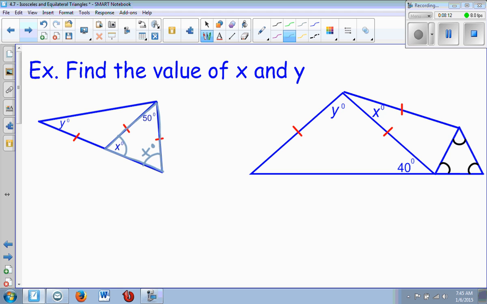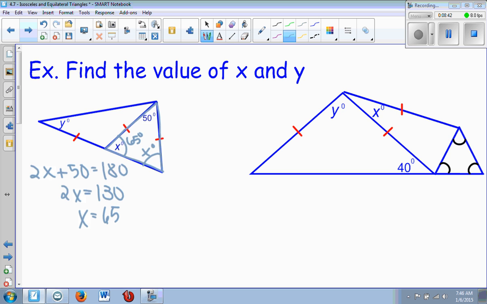Solving for x becomes easy because it's a triangle. I can add the x's together and the 50, and if I set that equal to 180, I can solve for x because I know all the angles in a triangle add to 180. Solving the problem, I'm going to subtract 50, and then I'm going to divide by 2 to get an answer of 65 degrees. So that's your value of x in this particular case, 65 degrees.